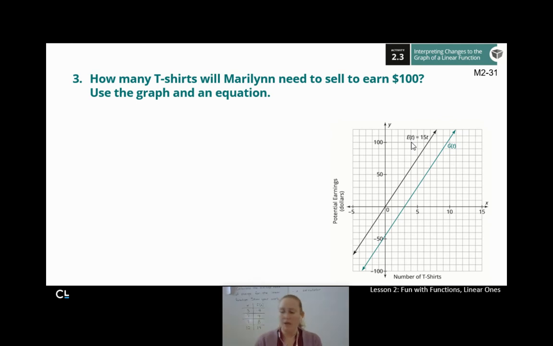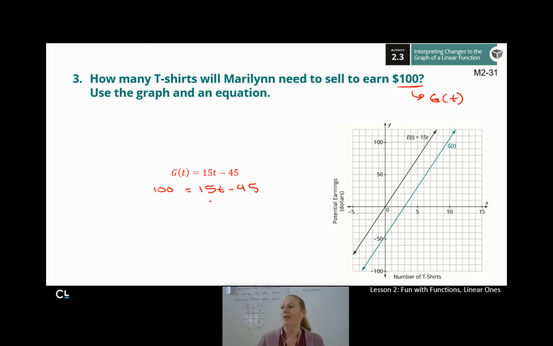So I'm taking it back. I am bringing up the equation. I like the equation, so I'm going to do the equation. Remember last time we said that $100 gets substituted in for your G of t. This is now your Y value. So I did that. I was like, okay, so $100 equals 15t minus 45.